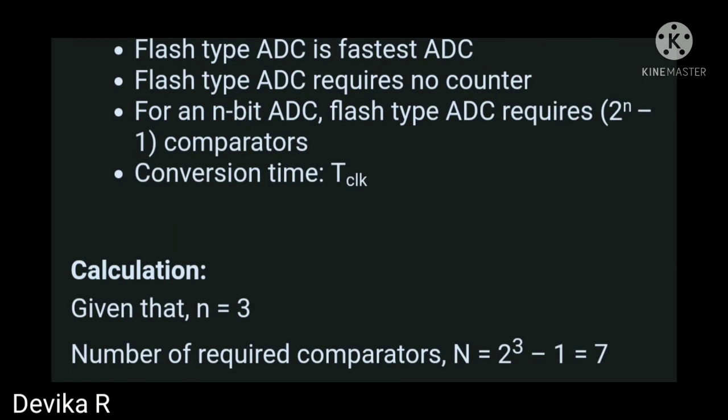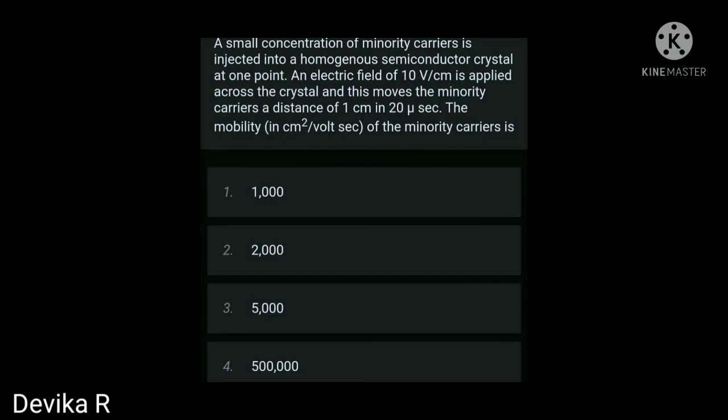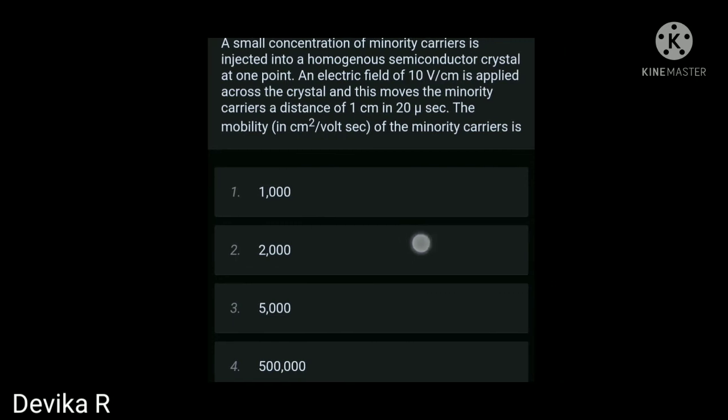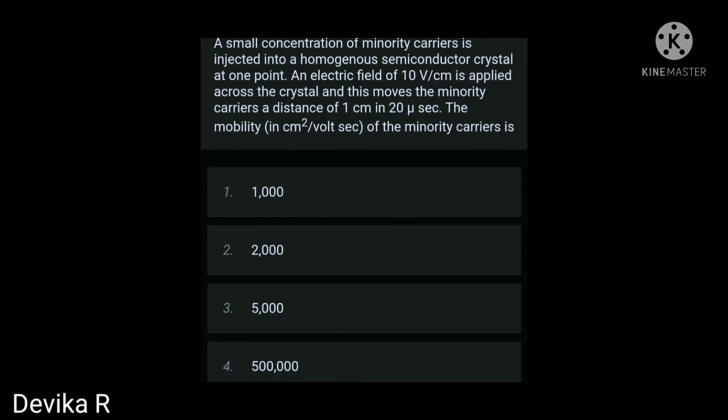Okay, the next one. A small concentration of minority carriers is injected in a homogeneous semiconductor crystal at one point. An electric field of 10 volt per centimeter is applied across the crystal, and this moves the minority carriers a distance of 1 centimeter in 20 microseconds. What is the mobility of the minority carriers? The question seems very long, but the answer is very simple. What they asked for was mobility.